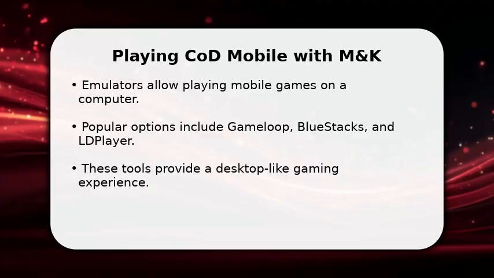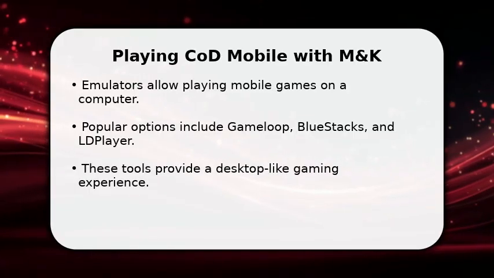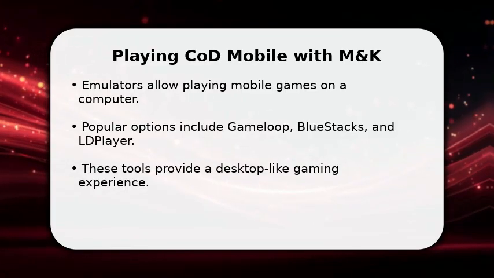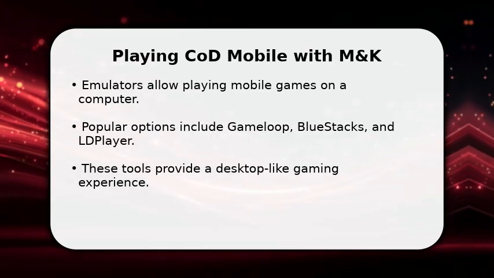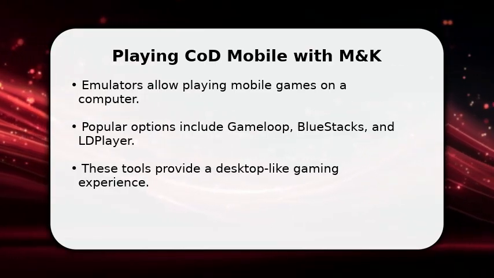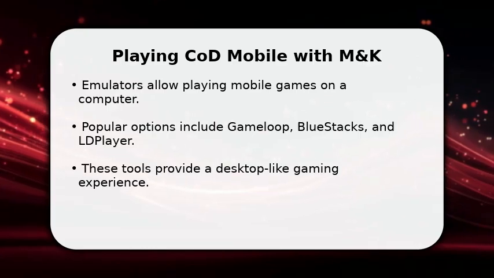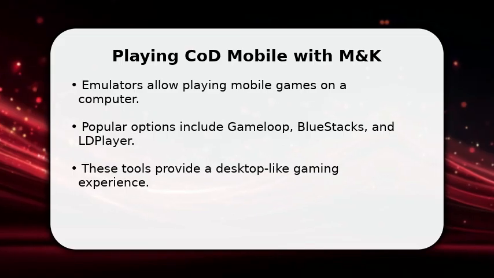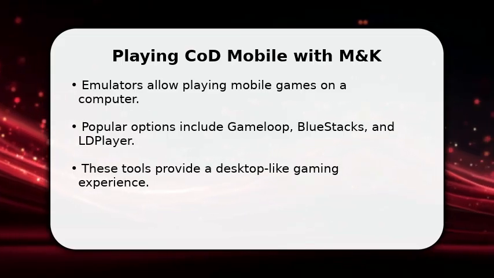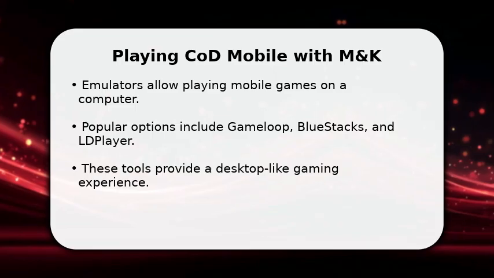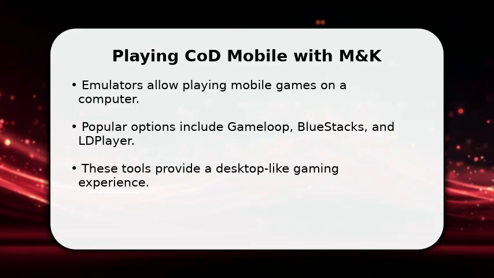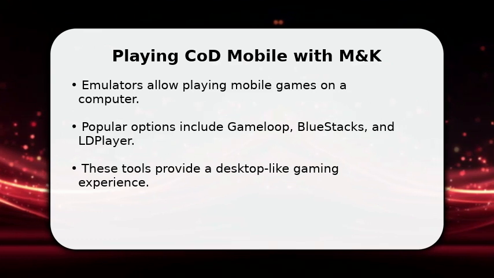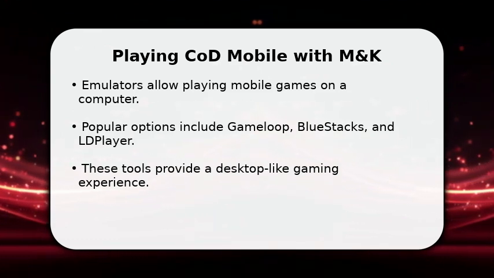Enjoy the video. In this video, I will explain how to play Call of Duty Mobile using a mouse and keyboard. To begin, you will need to download and install a mobile emulator on your computer. Emulators like GameLoop, BlueStacks, or LD Player are excellent choices, offering robust performance and key mapping features. These programs essentially create a virtual Android environment, allowing you to run mobile applications seamlessly on your desktop. This setup provides a significant advantage for precise aiming and movement.